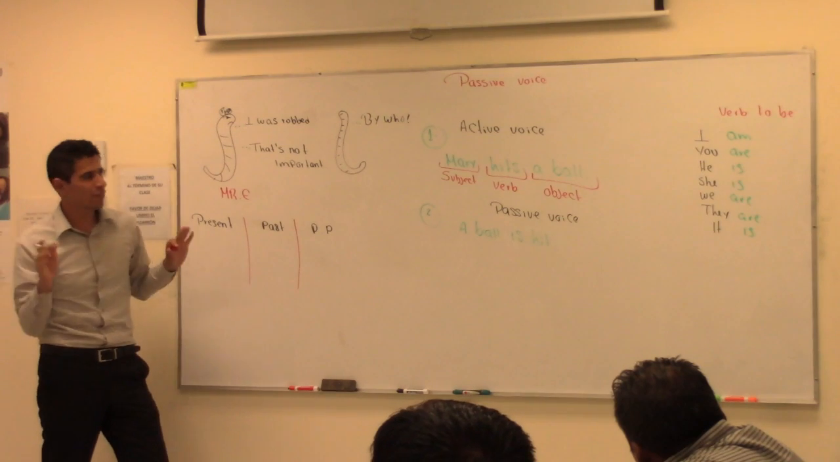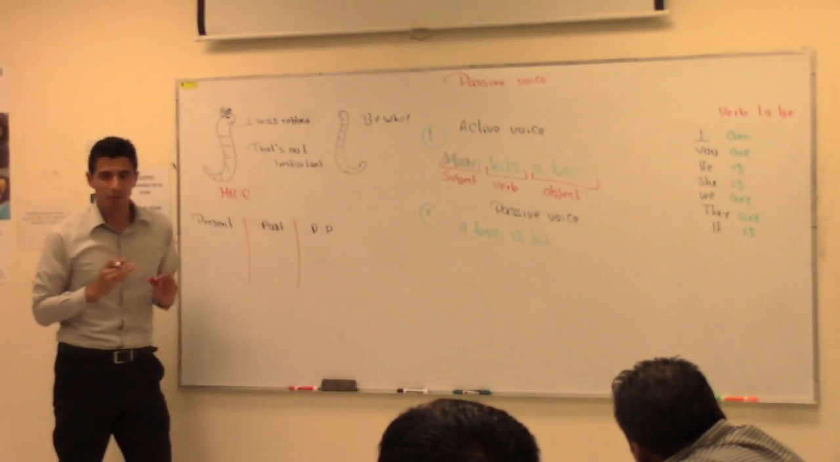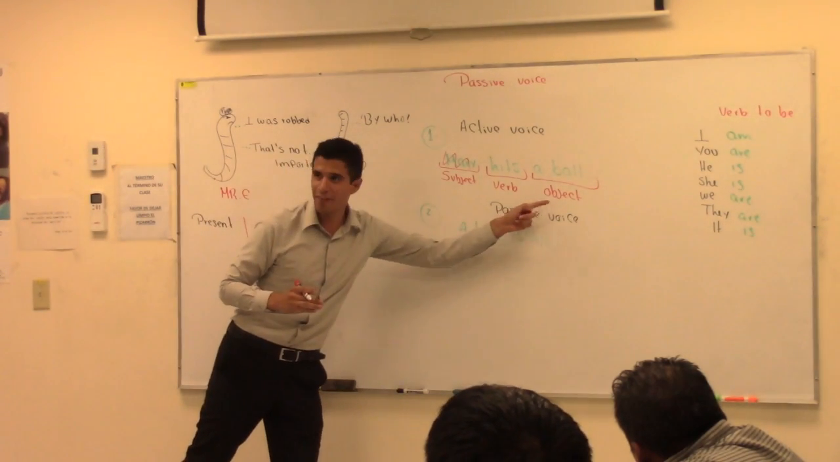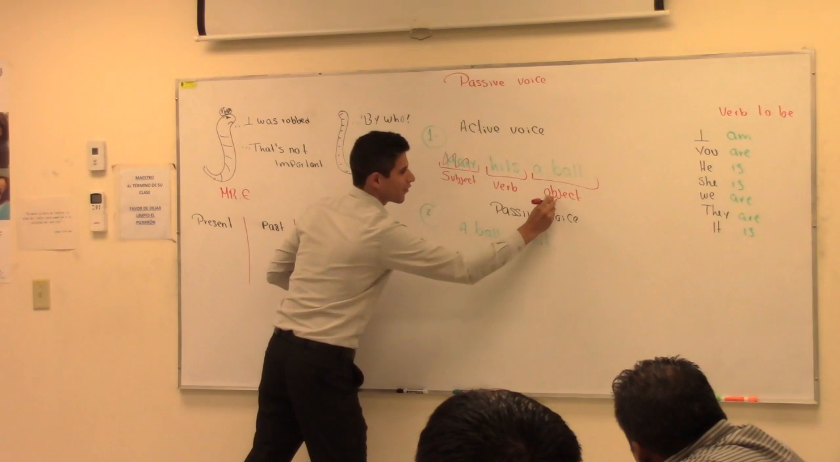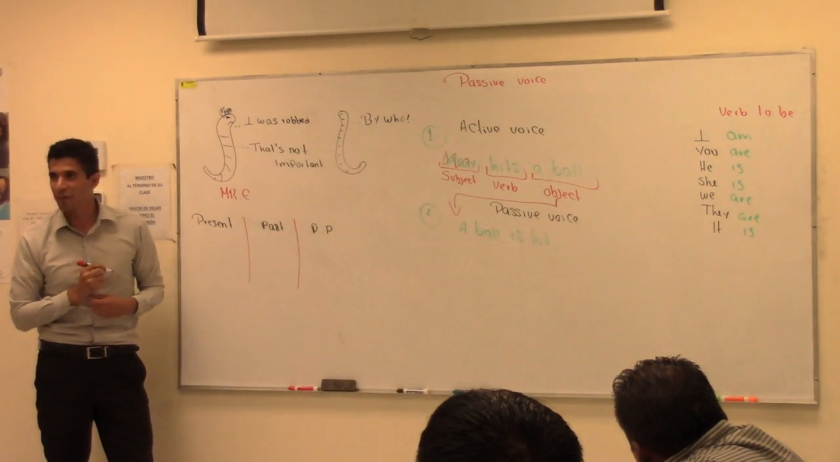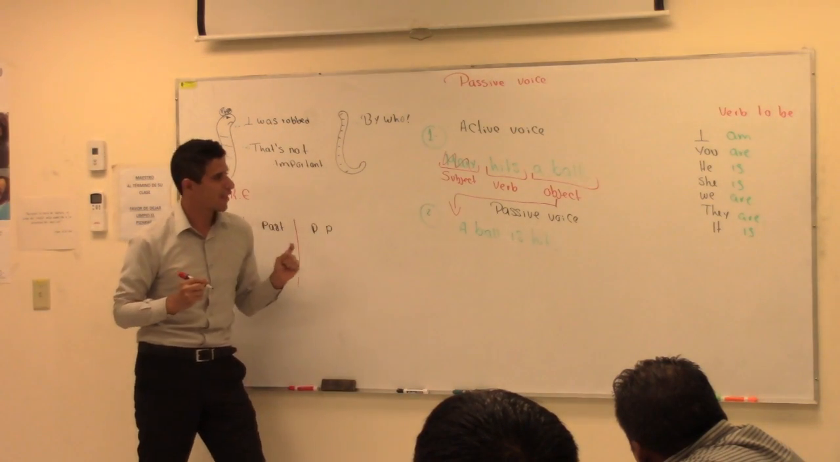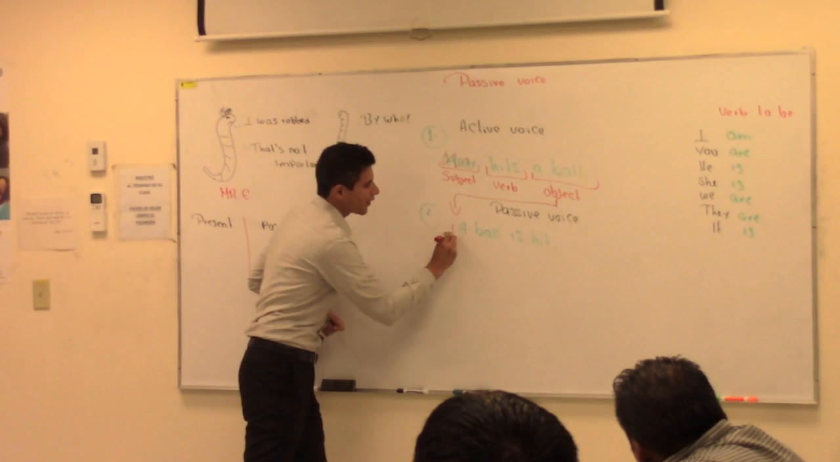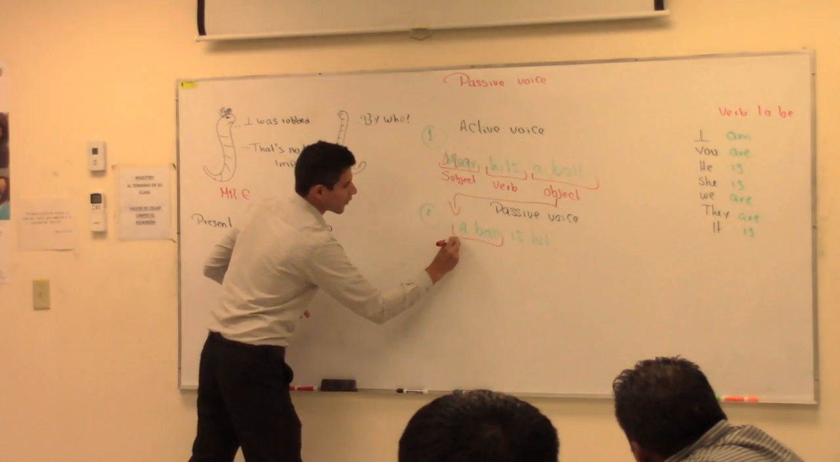So you can kind of remove the subject, right? We care about the object. This is the important thing. So what we do is that we take the object and we place it over here at the beginning of the sentence. So now we don't say Mary hits a ball. Now we say a ball. Right? So we're going to start with the object. Okay? So object.